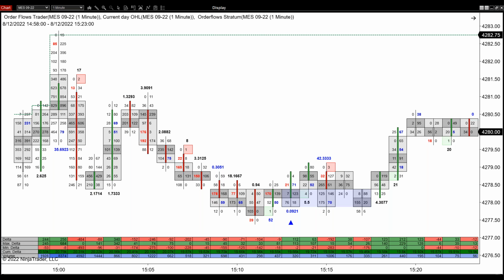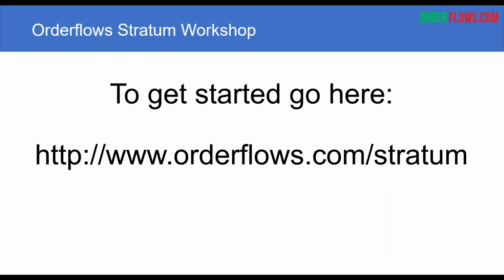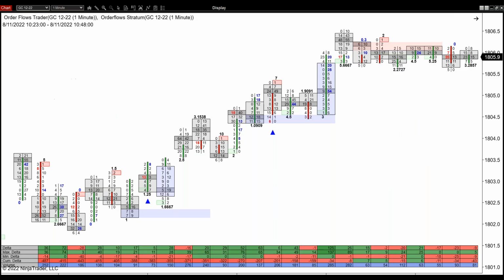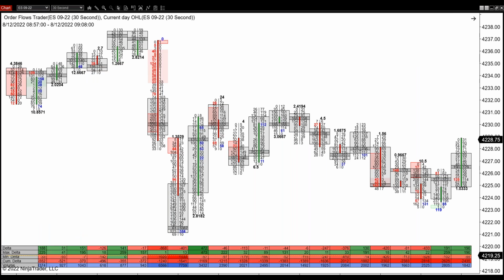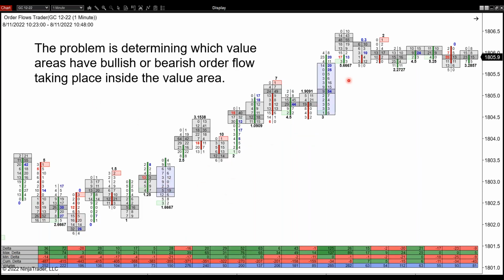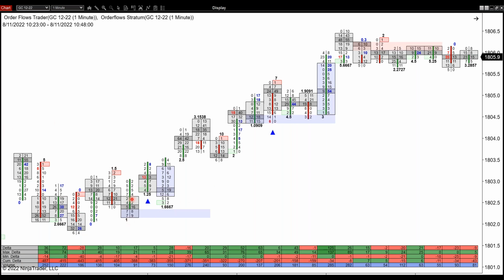Maxim says, hi Mike, can you tell us more about the theory behind that, please? What value areas are bullish, what are bearish? Well, there are value areas that are bullish and bearish. We do identify that in our Orderflows Trader software by highlighting the value areas blue for bullish or red for bearish, but this one is not programmed, and Stratum is not part of the Orderflows Trader software. And how this volume is being distributed in here is telling me it's bullish.